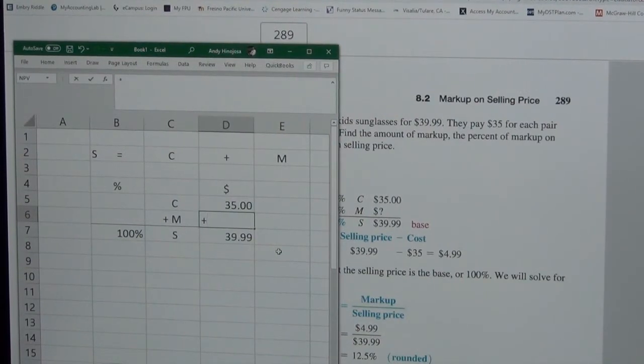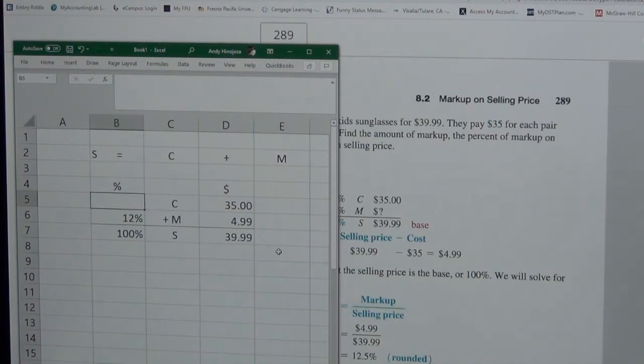The markup, we're going to take 39.99, subtract from that 35. So we know that the markup is $4.99. Now, based upon the formula we learned earlier, the way we compute this percentage, the markup percentage is going to take the markup and we're going to divide that by the base. In this case, the base is sales price. So $4.99 divided by $39.99 gives us 12%.